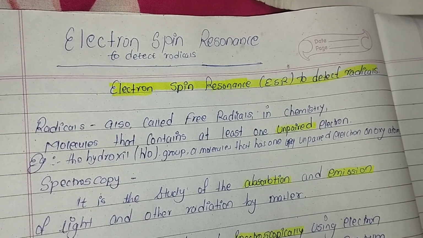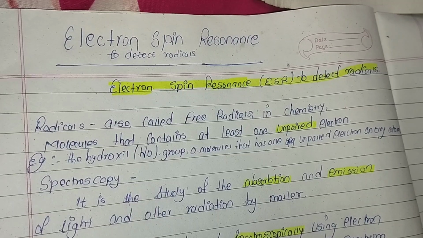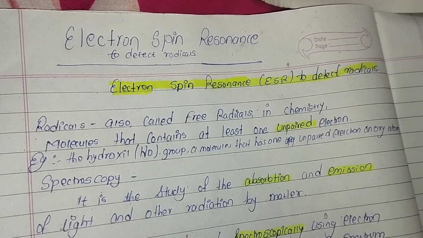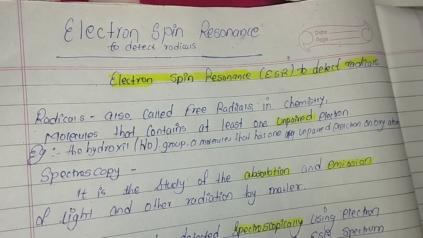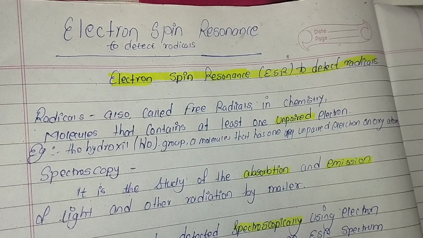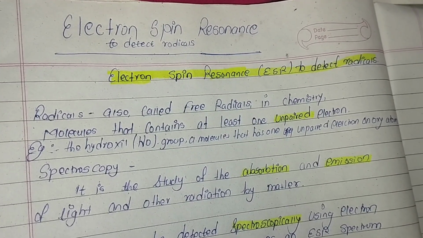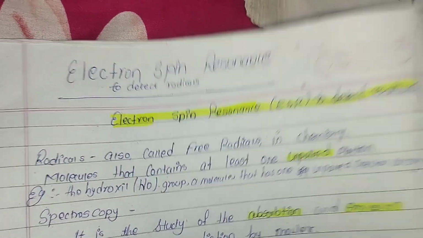Before we start with electron spin resonance (ESR) to detect the radicals, you must know the terms radicals and spectroscopy. After you know what those terms are, it is easier to understand the problems. So let's start with the radicals.